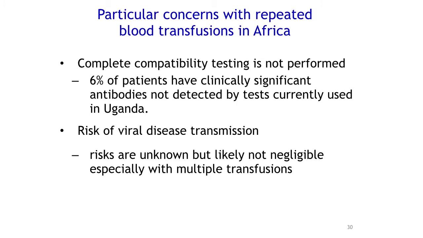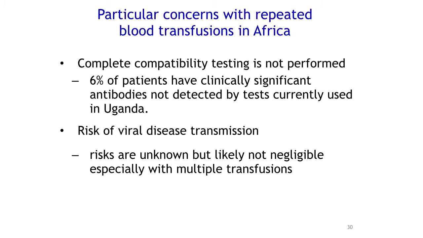The risk of viral disease transmission: we are happy the National Blood Bank tries to screen as much as they can, especially for HIV, syphilis, hepatitis. We don't know whether they do parvovirus. Maybe they don't do it. But we are in a setting where there are very many infections. Maybe some of those may be transferred to the patients.